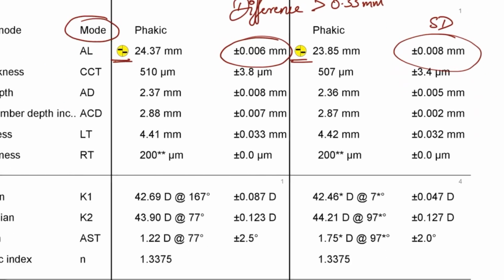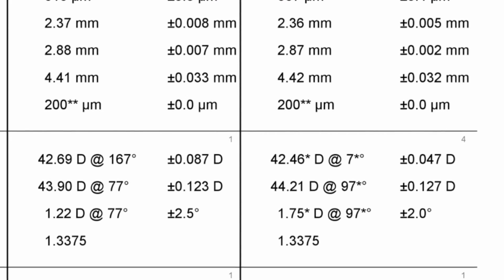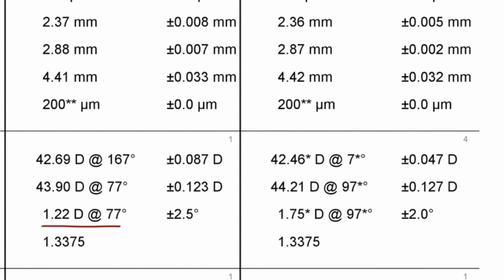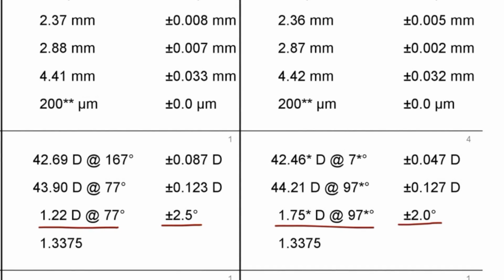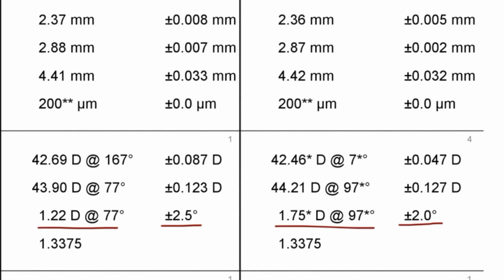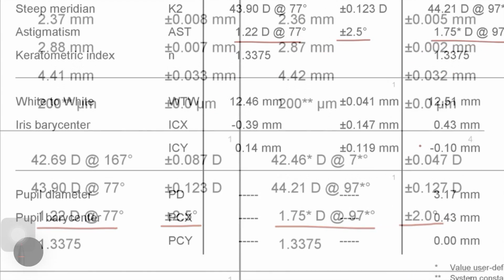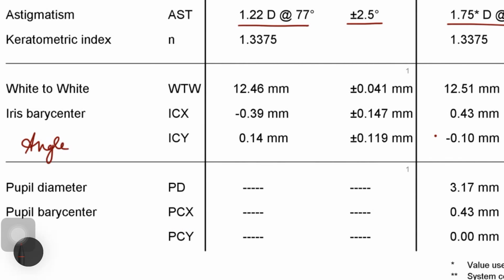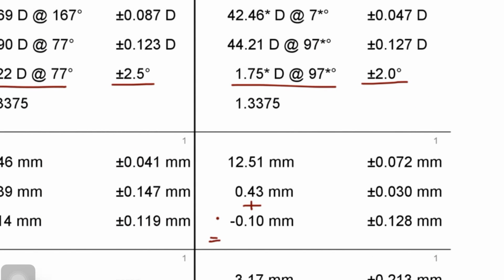Keratometry analysis is done to verify the average K and the type of astigmatism between both eyes. Here we have an against the rule astigmatism with similar values in both eyes, and the readings are reliable as the standard deviation of axis is less than 3.5 degrees. And then we have the iris barycenter, which is the angle alpha, and the pupil barycenter, which is the angle kappa. The cumulative of these decentrations along the x and y axis gives us our angle kappa and angle alpha respectively.